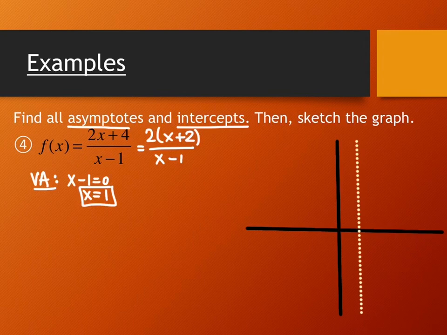So that's approximately what we have. This is at 1. All right, we'll get some perspective there. All right, that's our vertical asymptote.